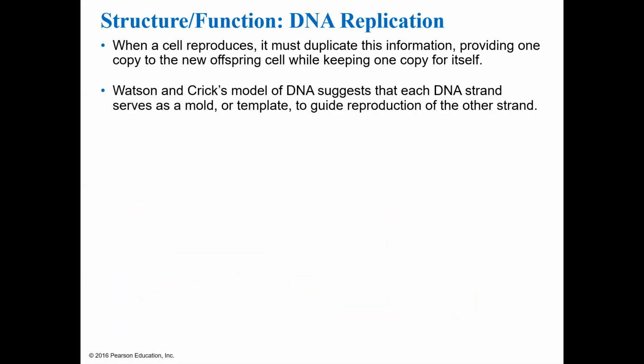So let's talk about DNA replication. Now, in each one of your 75 trillion cells, the DNA in those cells has to replicate somehow. There are a few exceptions to that rule, so it's pretty common to find. So when a cell reproduces, it has to make DNA for its other cell, right? And Watson and Crick's model of DNA suggests that each DNA strand serves as a mold or a template to guide reproduction of the other strand. In other words, the double helix model allows for replication of the DNA.